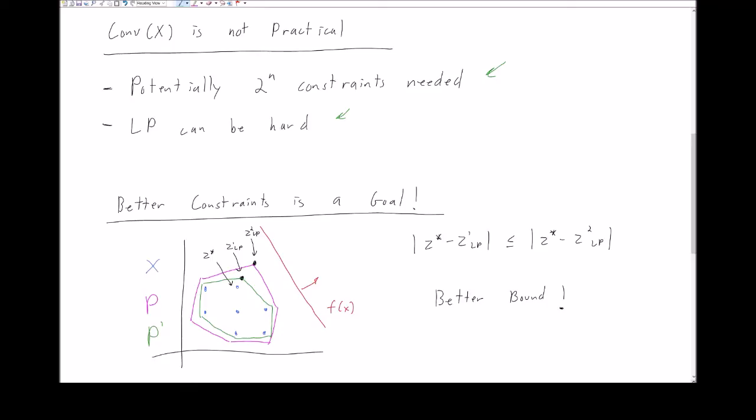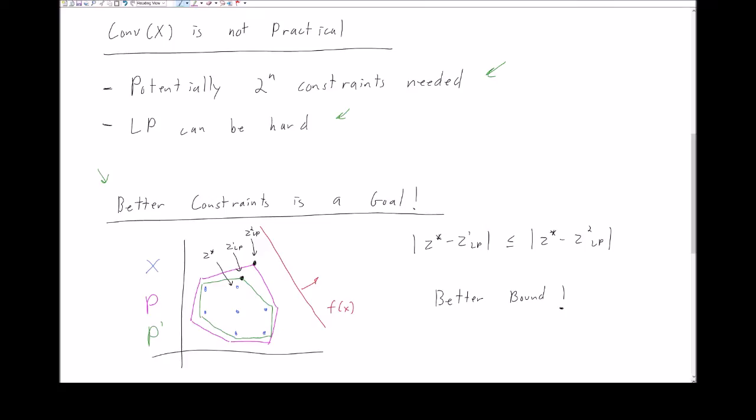Instead, our goal isn't really going to be to find the convex hull of X, put it into a linear program, and then solve it. Instead, we'd like to find just something called a better constraint. So better constraints are our goal, not necessarily the convex hull of X.